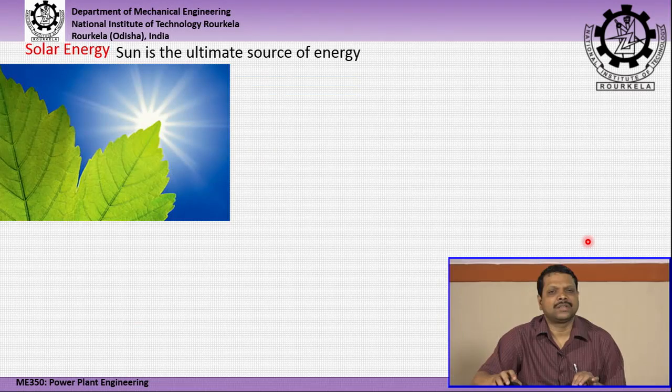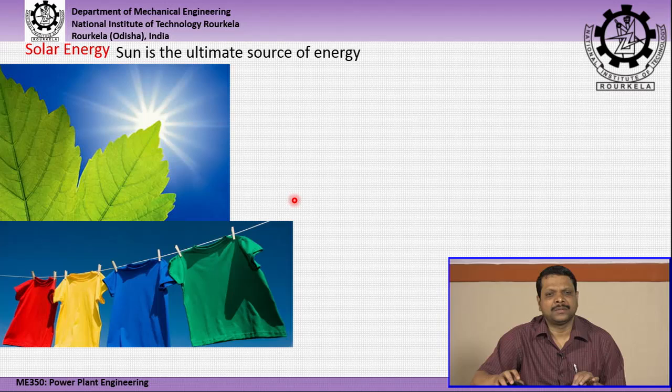Then we will go for solar energy. The sun is considered the ultimate source of energy of this planet Earth. Without the sun, we cannot imagine survival here on Earth. It gives energy to the plants, and human beings are fully dependent on these plants.